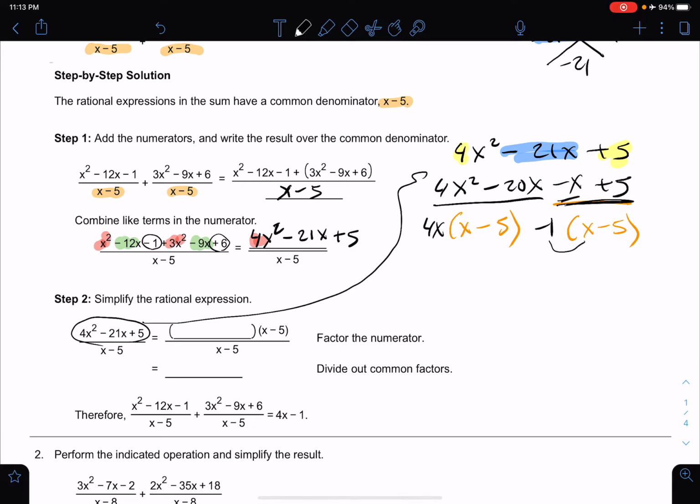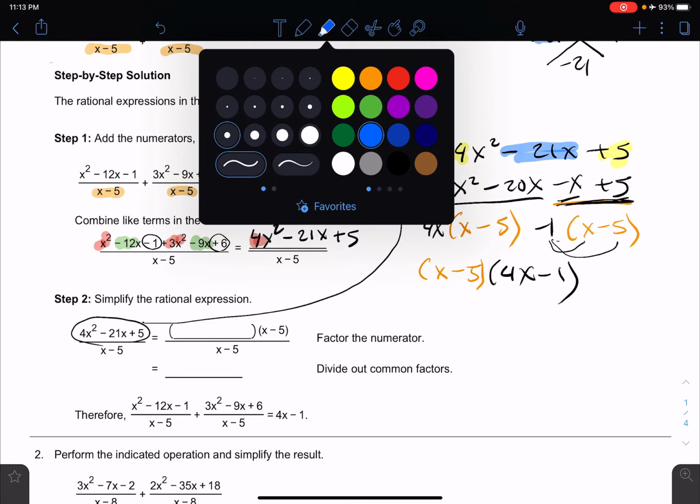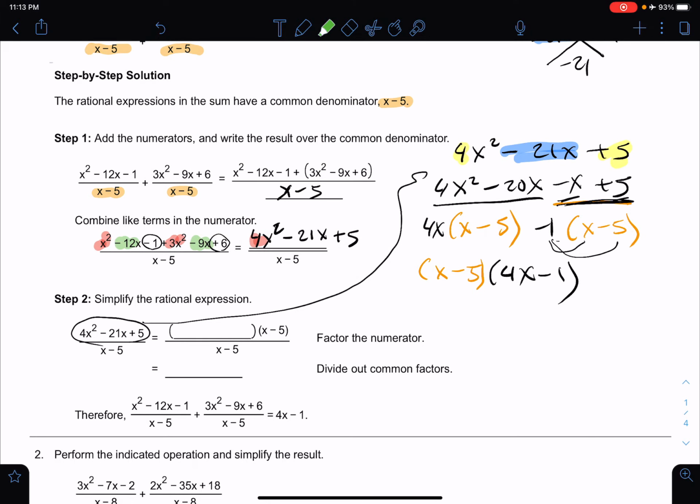Negative 1 times x is negative x. Negative 1 times negative 5 is positive 5. So now you see that common group would be x minus 5, which we just factored out. And then we have left a 4x minus 1. And you can see that this x minus 5 is just going to be that x minus 5 that they already factored for us. And so then this also goes down here.